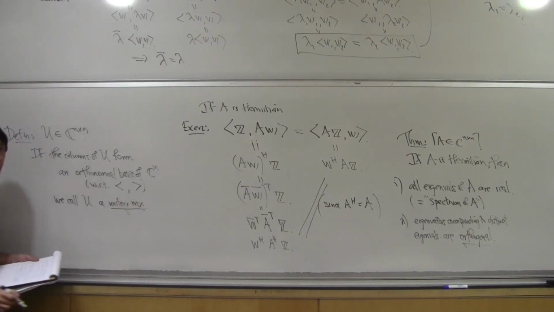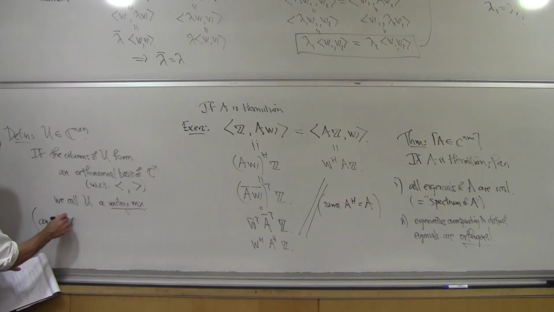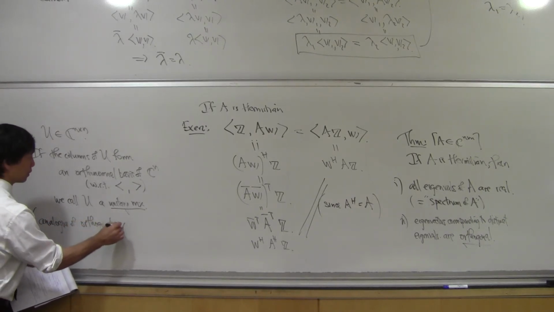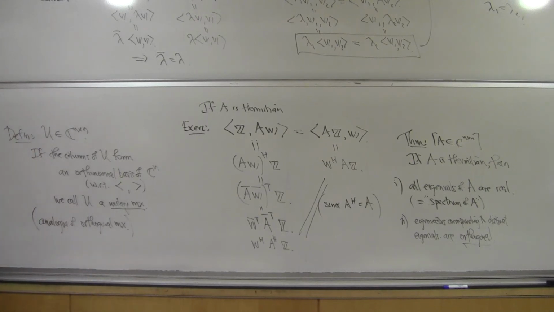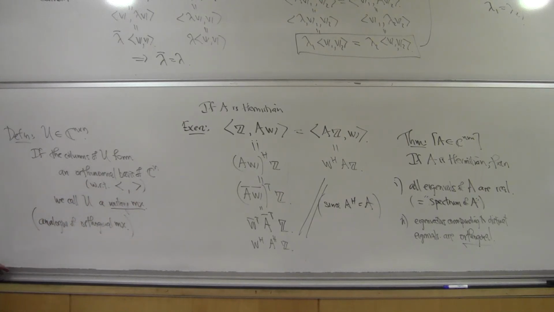A unitary matrix. This is the analog of the orthogonal matrix. Do you remember the orthogonal matrix that we wanted to call the orthonormal matrix? The columns formed an orthonormal basis. So if you've got a complex matrix whose columns form an orthonormal basis with respect to the complex inner product, then we call that a unitary matrix.